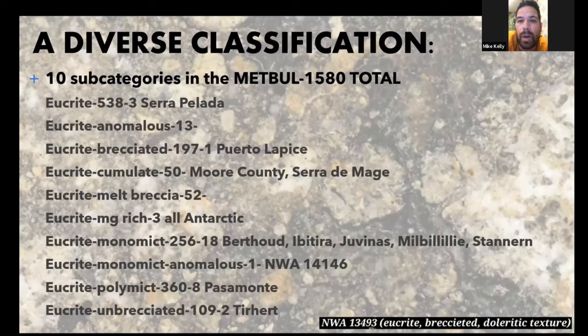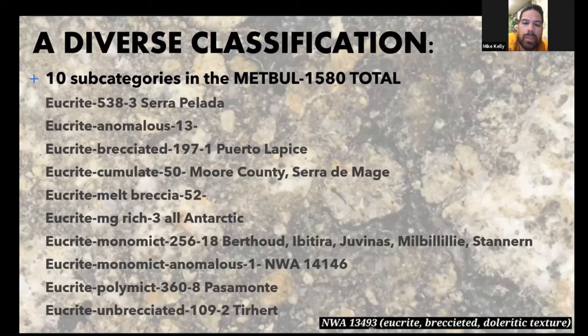So Serra Pelada, which is a Brazilian rainforest fall eucrite, is really cool, and it's got a crazy looking matrix. It looks like it should be a polymict. It's got all different sorts of mineral grain size chunks going on in there, and yet it's a monomict. It's all the same compositionally. It's just different crystal structures within there. So that's a really cool one.